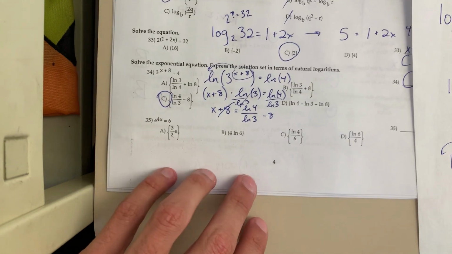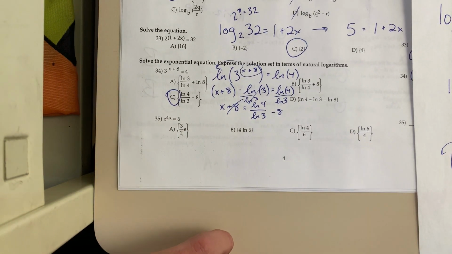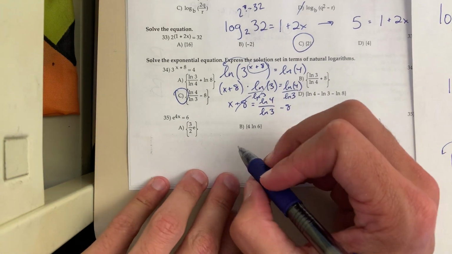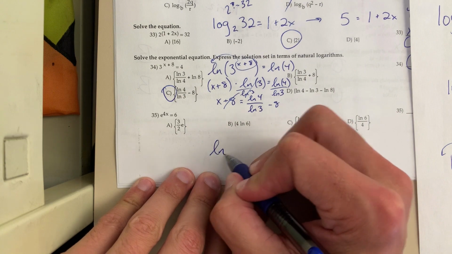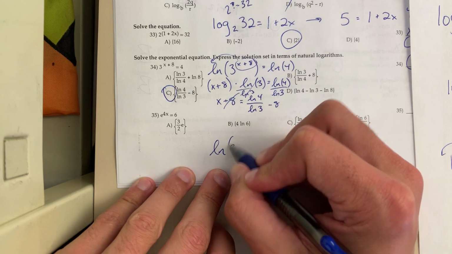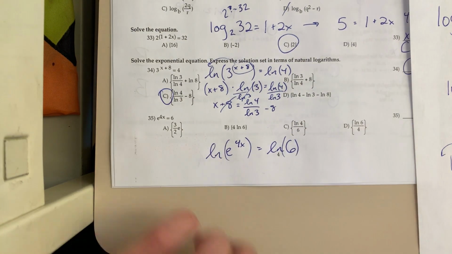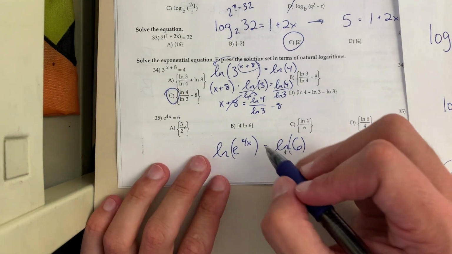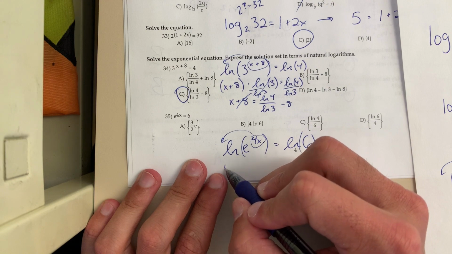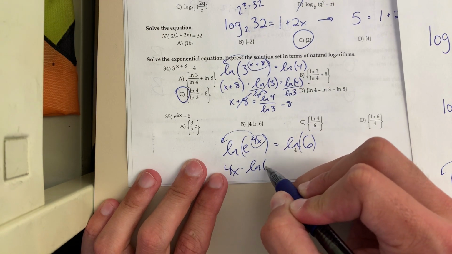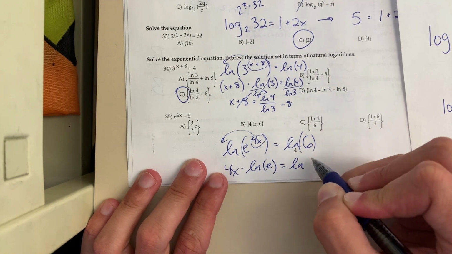All right, now with this one, natural logs are more practical when an e is involved, because that can take care of itself. So you won't have a messy answer like this. So I would do the natural log of both sides, and still apply my power rule. Natural log of e to the 4x, natural log of 6. So move that out front: 4x times natural log of e equals natural log of 6.